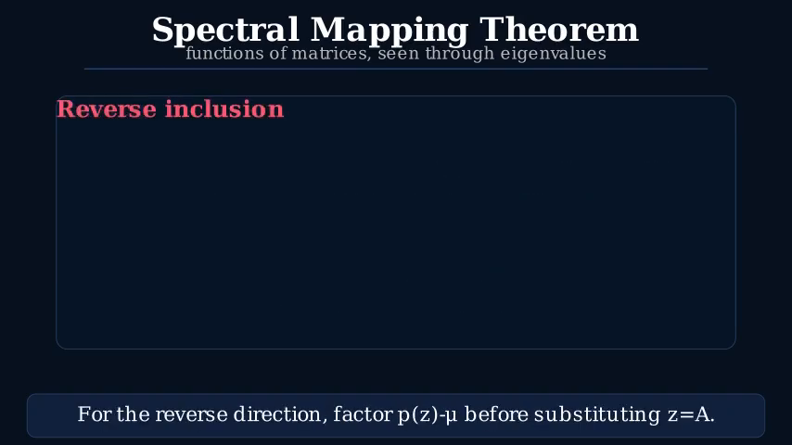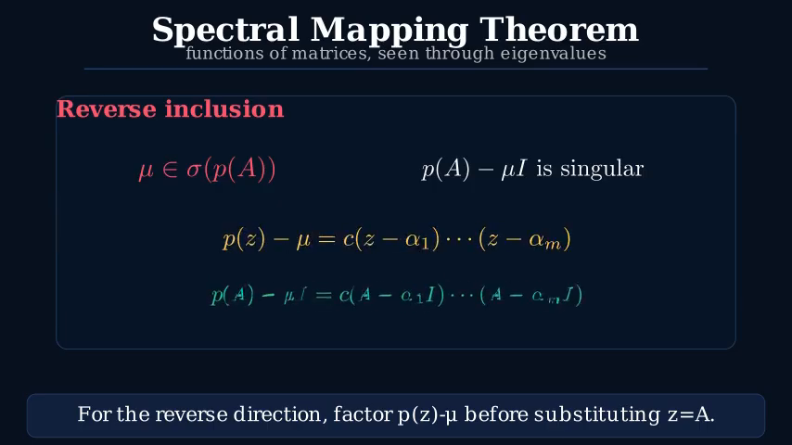For the reverse direction, start with an eigenvalue mu of P of A, that means P of A minus mu I is singular. Now factor the scalar polynomial P of z minus mu into linear factors, then substitute the matrix A into that exact identity.